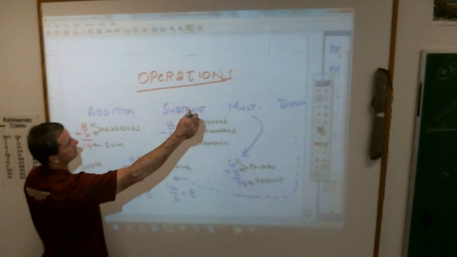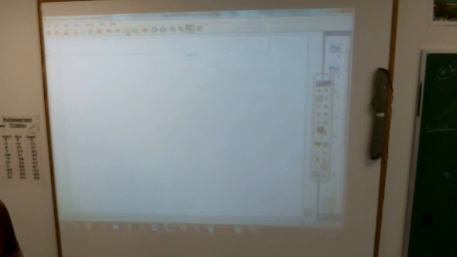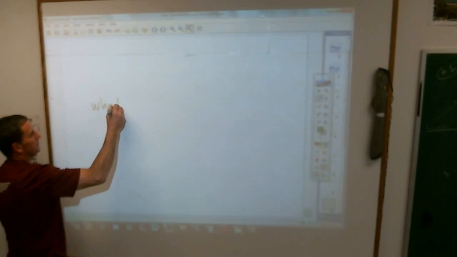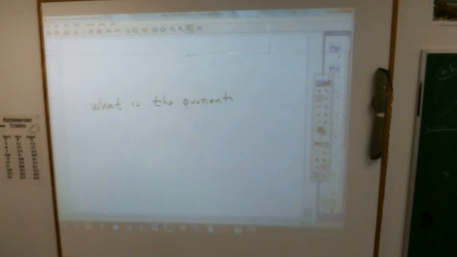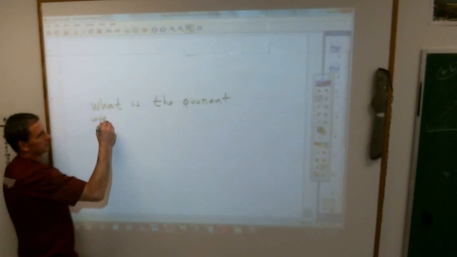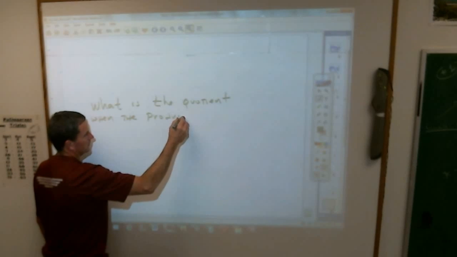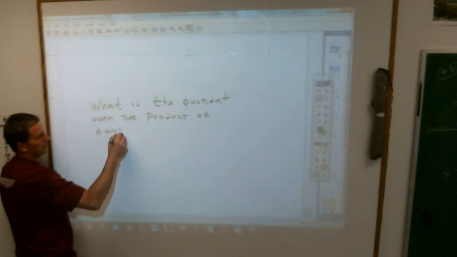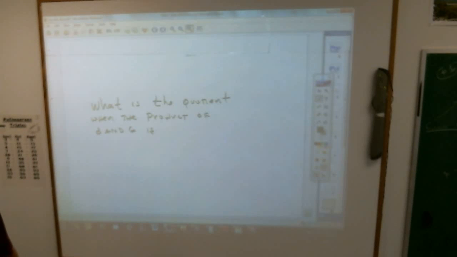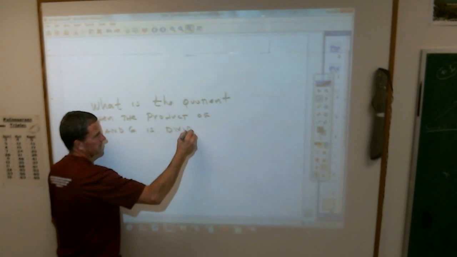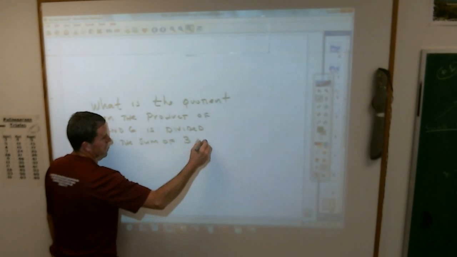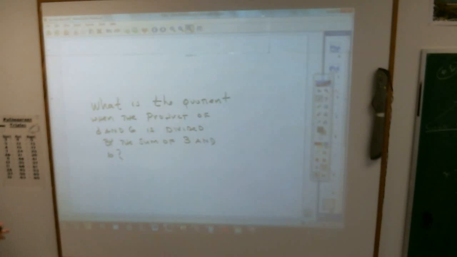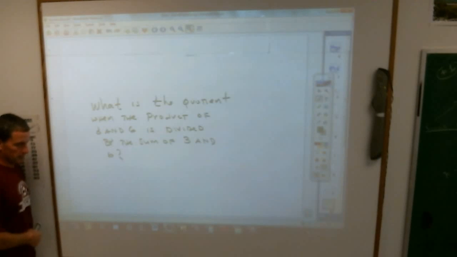Because children, here, let's write down the problem here. Example problem there says, what is the quotient, write this down for me, please. What is the quotient when the product of 3 and 6 is divided by the sum of 3 and 6? Give you a chance to write all that down.